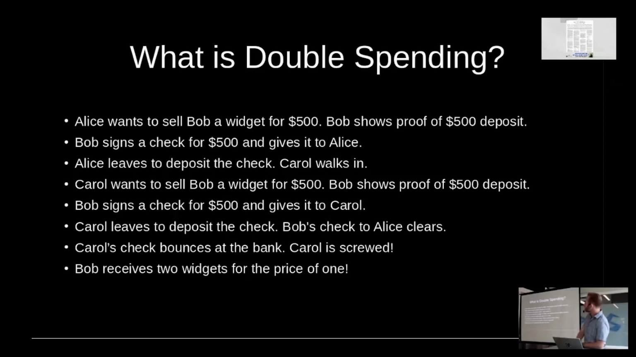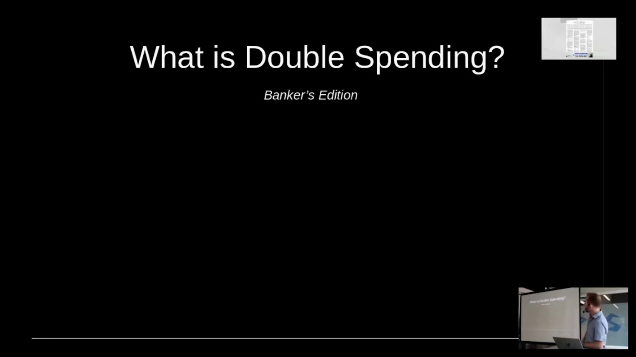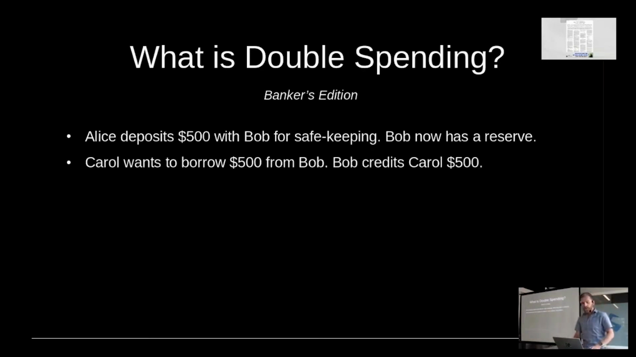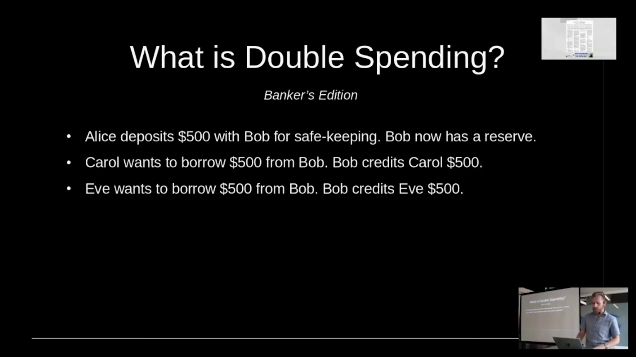Okay, so let's do one more scenario. What is double spending? Banker's edition. Alice deposits $500 with Bob for safekeeping. Bob now has a reserve at Bob's bank. Carol wants to borrow $500 from Bob. Okay, well, Bob has $500, so he loans it out. Bob credits Carol $500. Now Eve wants to borrow $500 from Bob. Why not? Bob credits Eve $500.